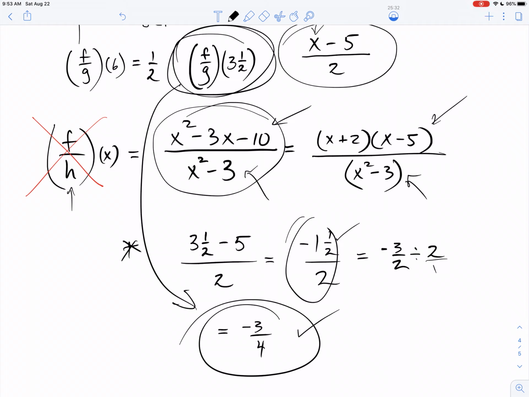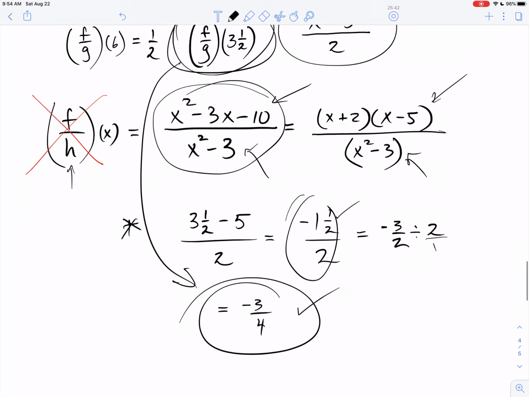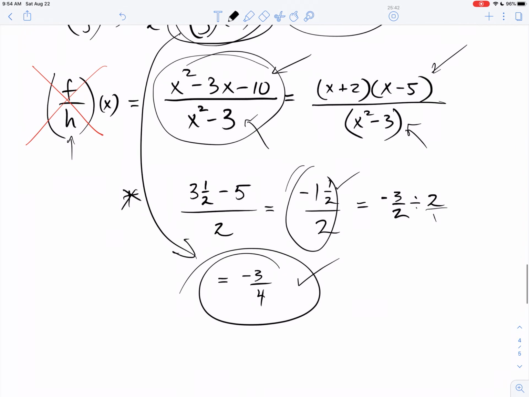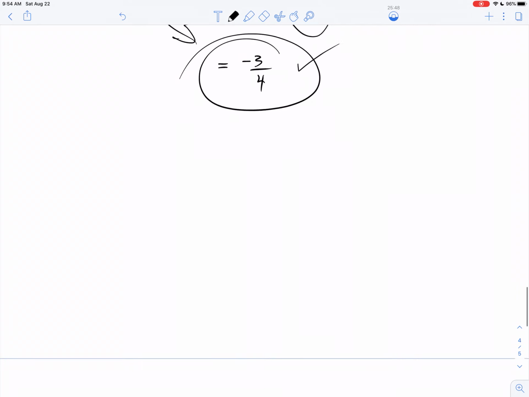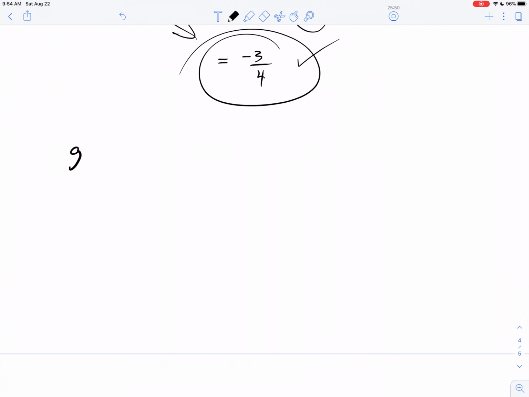Okay, let's talk about the last one that I want to make sure you get. So let's do this. I am going to do a triple composite because you've seen everything that you need to worry about now. And I'm going to do g of j of h.